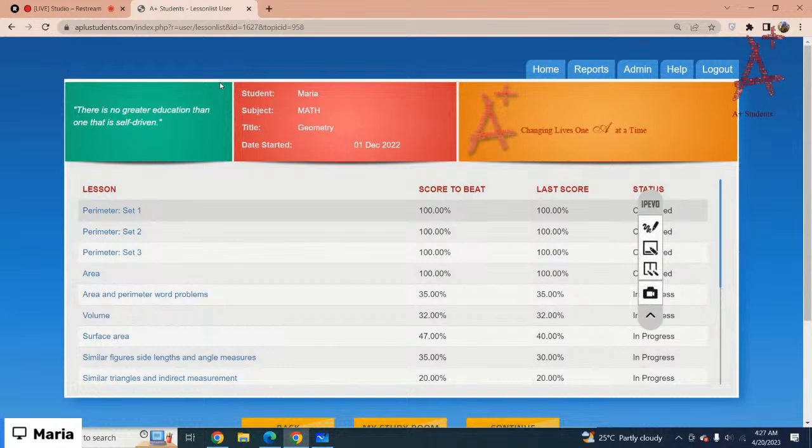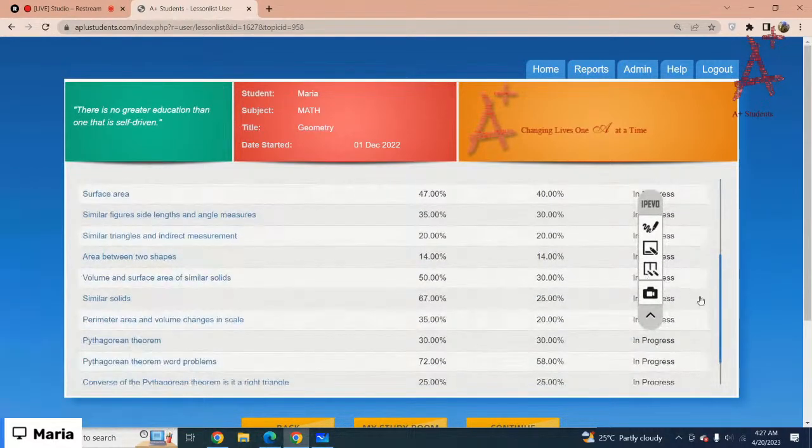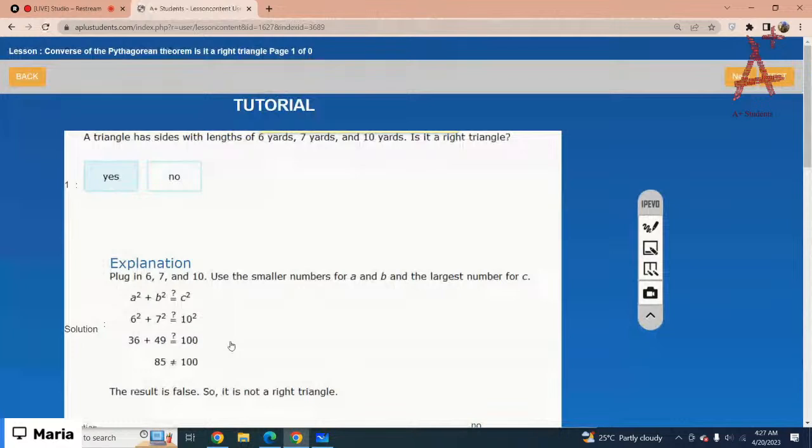Okay, the next lesson is converse of the Pythagorean theorem: is it a right triangle? Basically the converse means you are given the measurements of a triangle and you need to check if these measurements are of a right angle triangle. Got it? Let's just start with the first example.